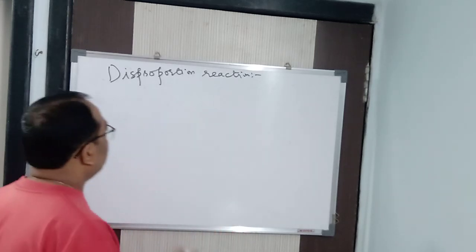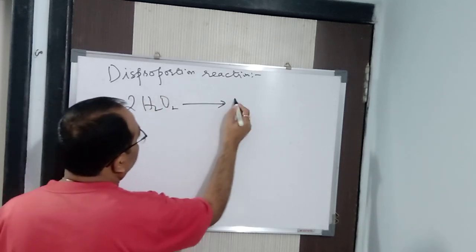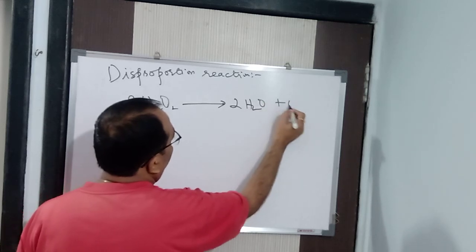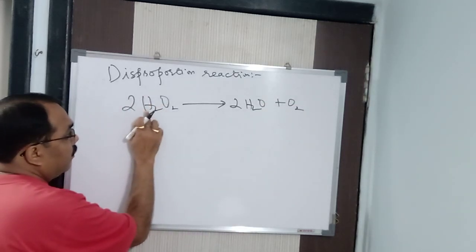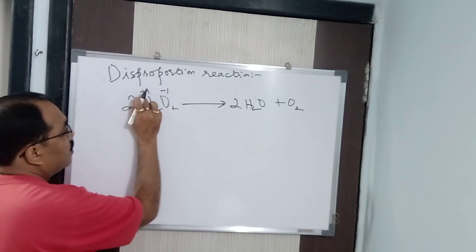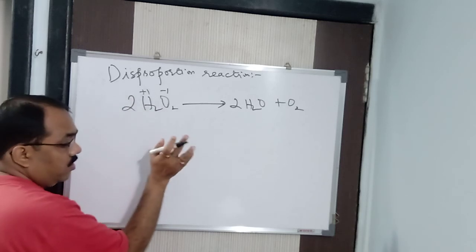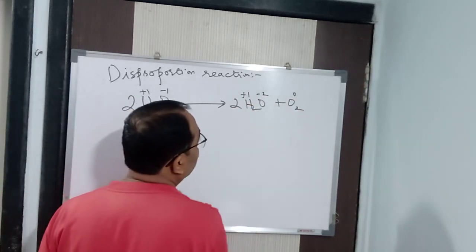For example, you see here, 2H2O2 gives 2H2O plus O2. Let us find the oxidation number. Here in hydrogen peroxide, mind it, the oxidation number of oxygen is -1. Hydrogen is +1 and oxygen is -1. Mind it, it's hydrogen peroxide. I said in the rules. Here hydrogen is +1, oxygen is -2, and here oxygen is 0.